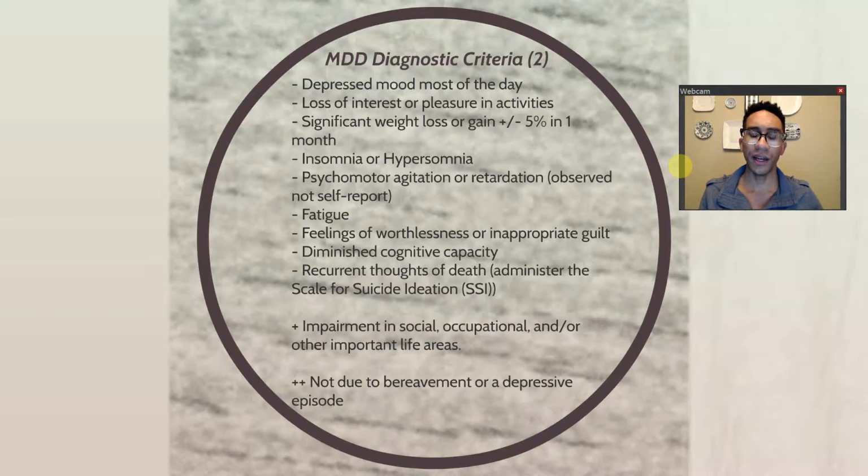Now, all of these, and this goes with all the rest of the disorders too, require impairment in social, occupational, or other important life areas. If it's a problem, then of course a person is going to qualify for having a disorder. I guess if it's not a problem, if it's just like, oh, this is just my everyday, then what are you going to do? If it helps a person get through something like the manic phases of bipolar disorder, that's why it says that it has to be interfering with the person's normal living. And also, just like I talked about earlier, it's not due to bereavement or a particular depressive episode.